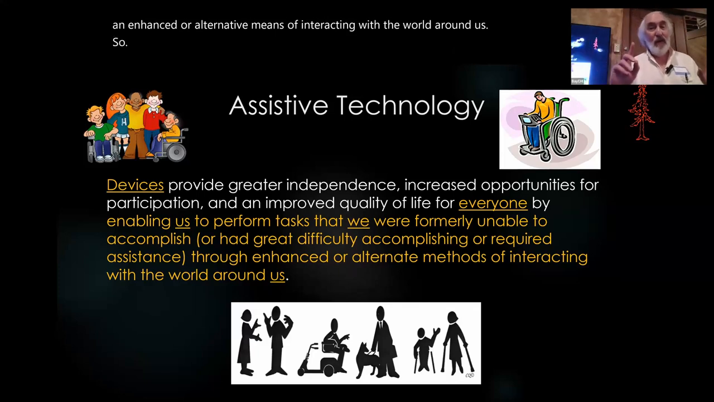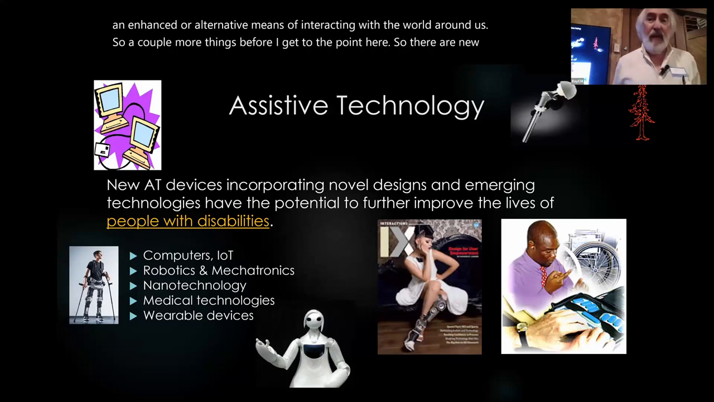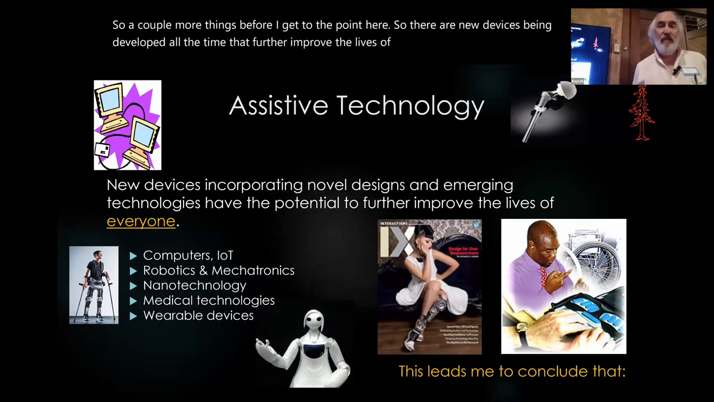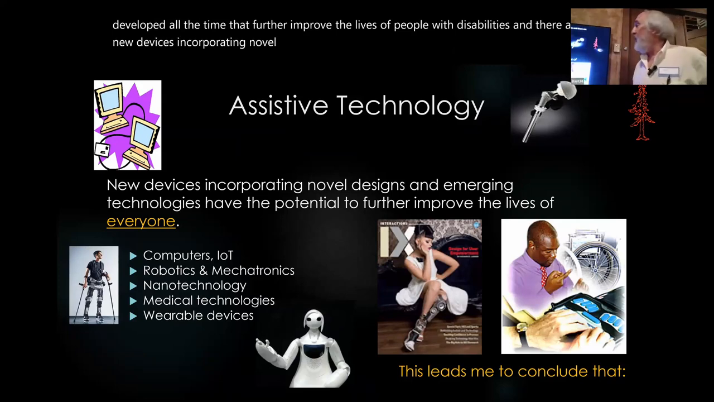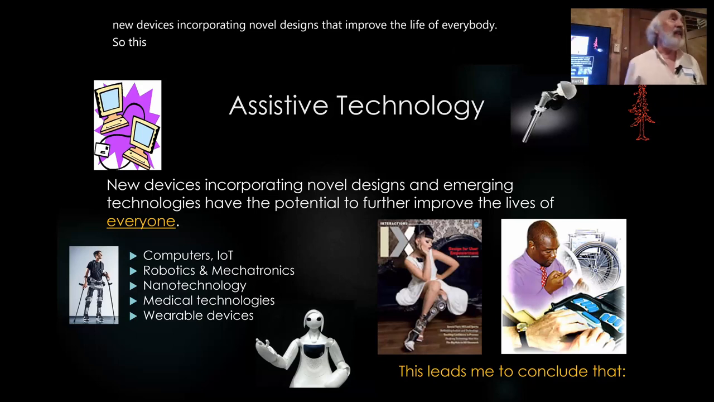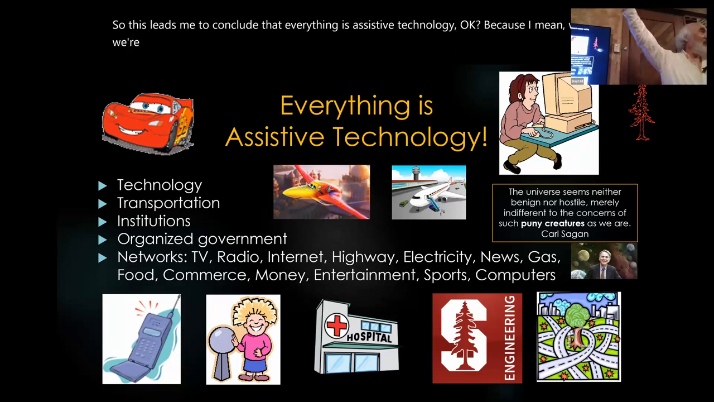So a couple more things before I get to the point here. There are new devices being developed all the time that further improve the lives of people with disabilities. And there are new devices incorporating novel designs that improve the life of everybody. So this leads me to conclude that everything is assistive technology, okay? Because, I mean, we're like cavemen without all this stuff. We're pretty disabled, right?